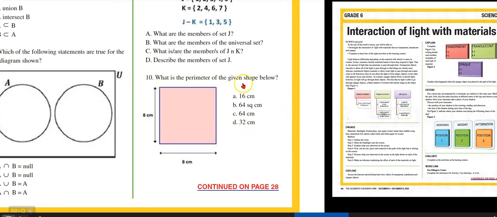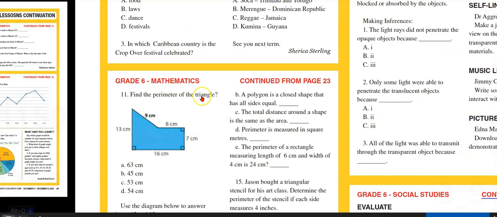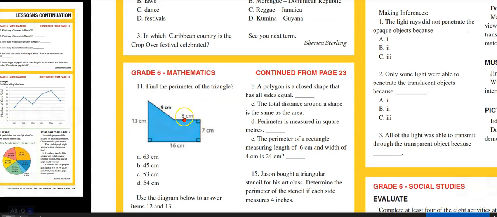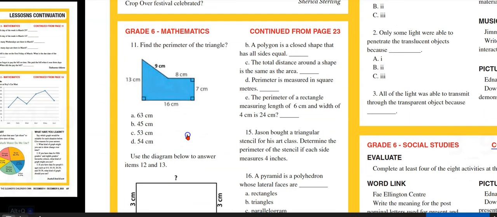Number 10, what is the perimeter of the given shape? So here we have 8 by 8. So what would be the perimeter? Would it be 16 centimeters? B, 64 squared centimeters? C, 64 centimeters? Or D, 32 centimeters? It says find the perimeter of, well, this can't be a triangle. This would be whatever this shape is. Let's go 1, 2, 3, 4, 5 sides. This pentagon, irregular. So how would we find the perimeter? Is it going to be 63, 45, 53, or 54?